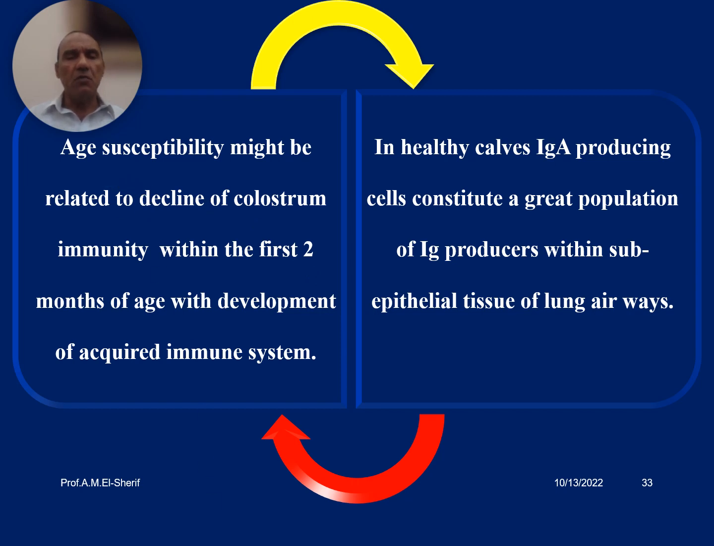Age susceptibility might be related to the decline of colostrum immunity within the first 2 months of age, with development of the acquired immune system, as colostrum is the most important product that is given to the calves within the first 27 up to 28 hours. Later than that, we will notice closure of the intestinal pores and the colostrum will be without profit. In a healthy calf, IgA producing cells constitute a great population of the immunoglobulin producers within the subepithelial tissue of lung airways.